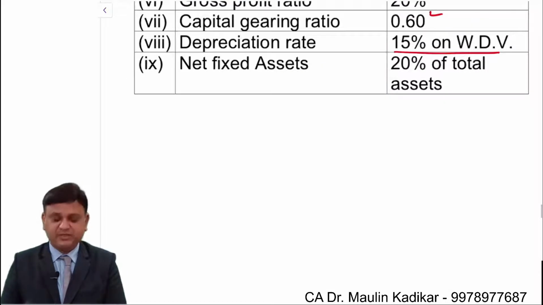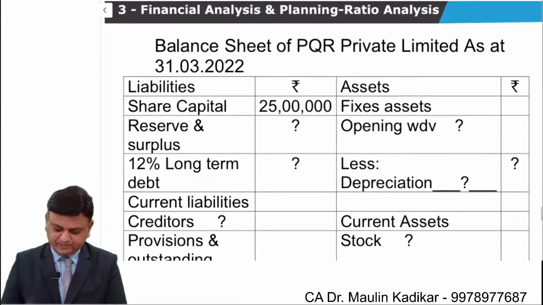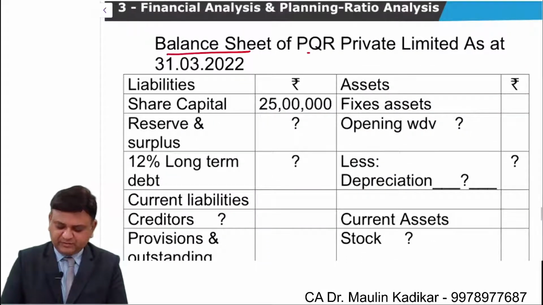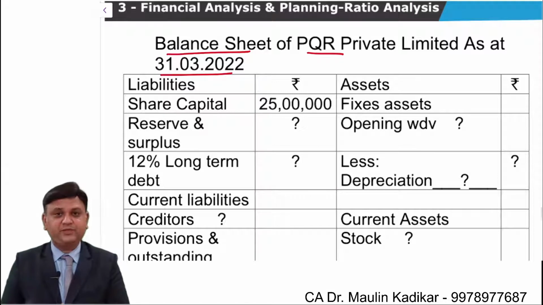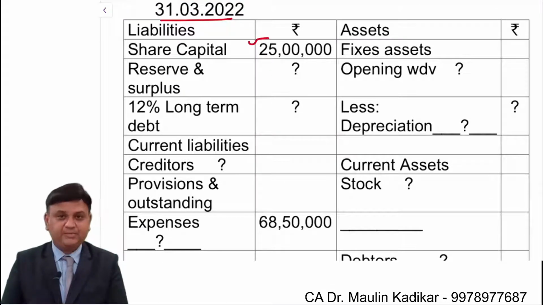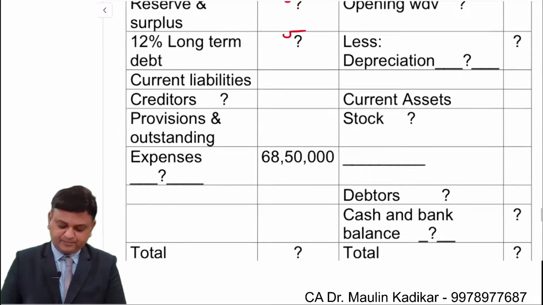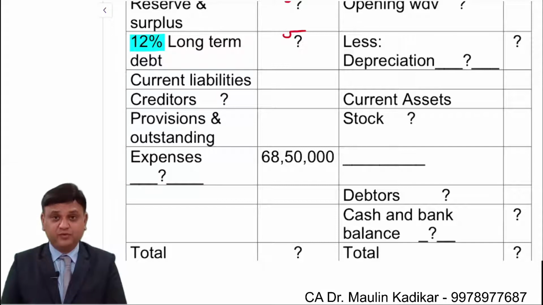Depreciation is 15% of the WDV. Net fixed asset is 20% of the total assets. The balance sheet of the company as on 31st of March 22 is provided. Share capital is 25 lakhs. Reserves and surplus you have to find. 12% long-term debt you have to find. Be careful that this 12% information sometimes becomes useful to us.